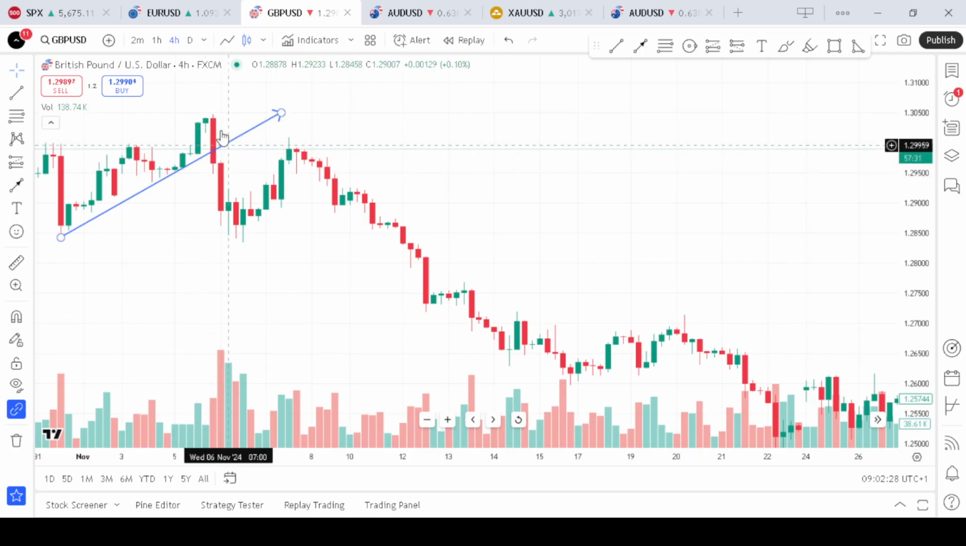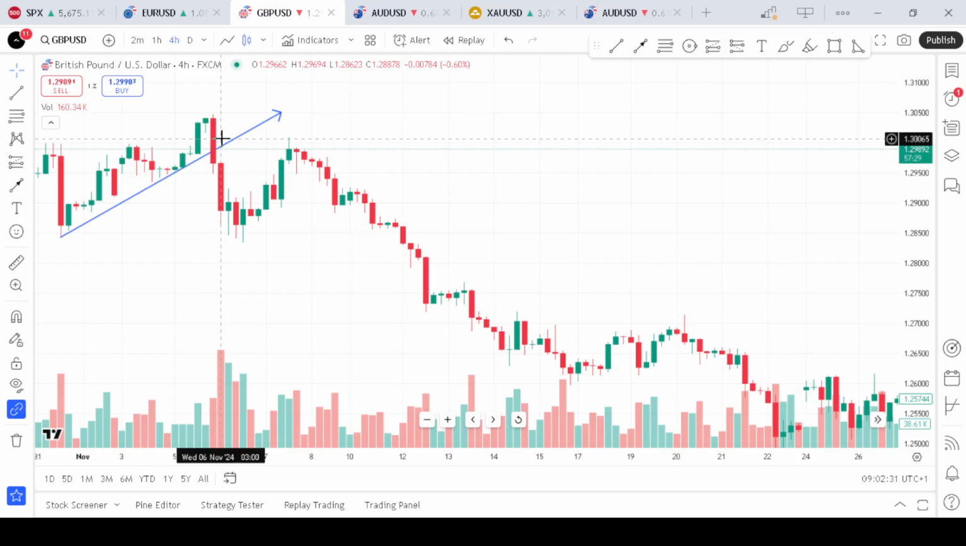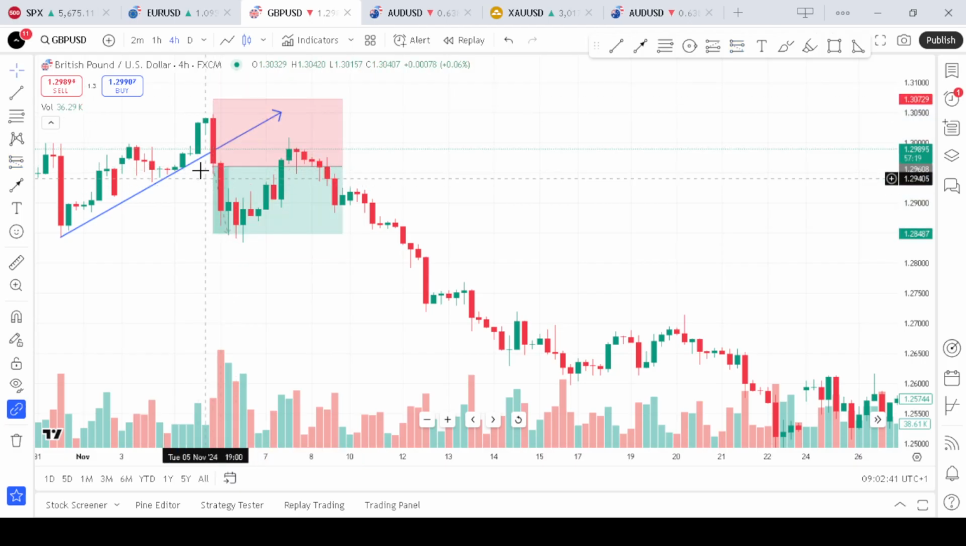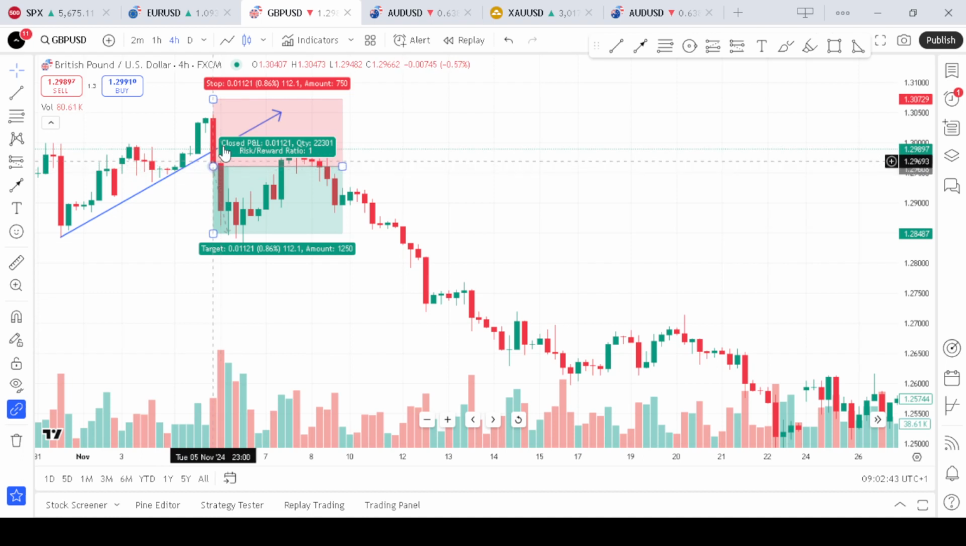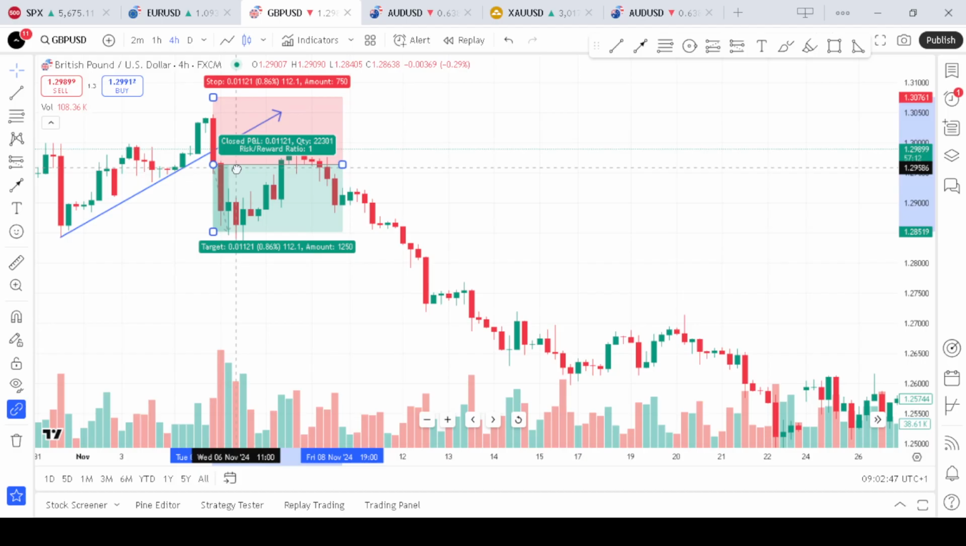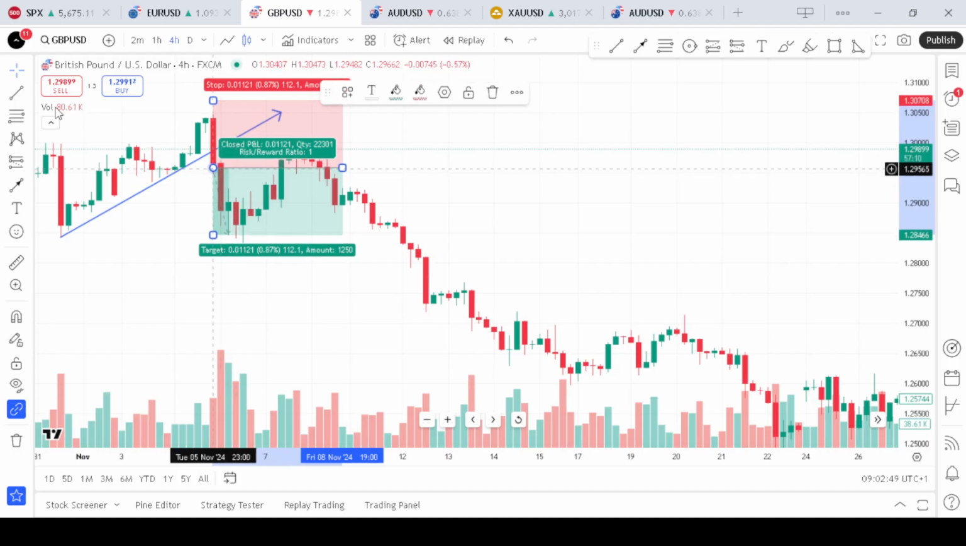At the evening star candle, we enter a short position below the low of the third candle. So to enter a short position, you enter it below the low of the third candle. This is where we will enter. Immediately the third candle forms, on the next candle that is opening, you put a sell stop below the low of the candle. This is how you enter your trade.